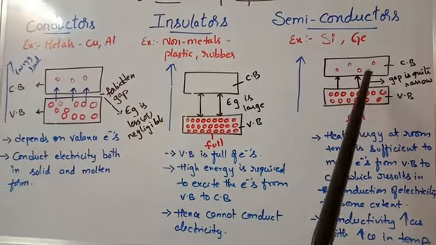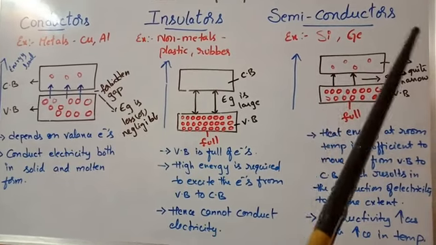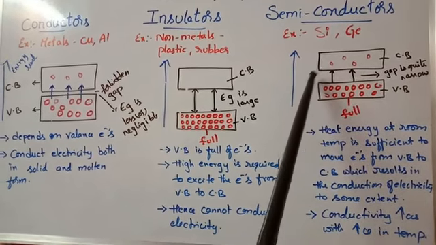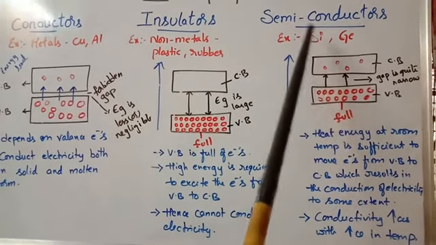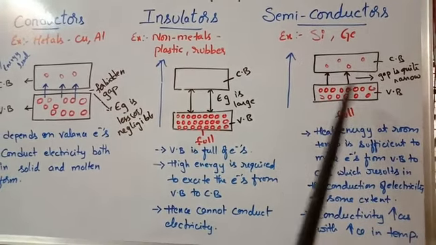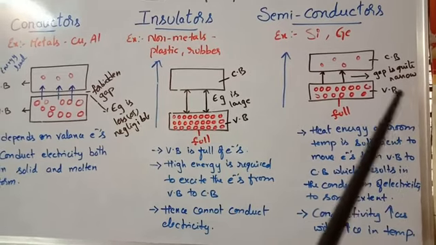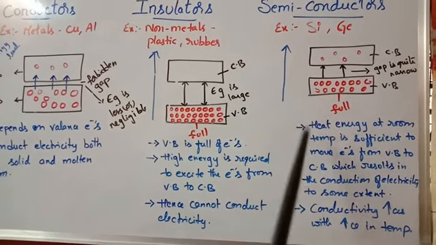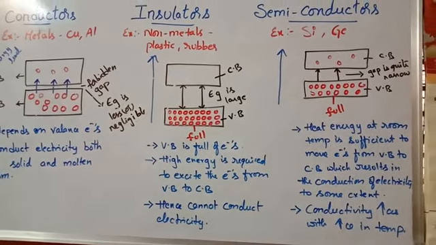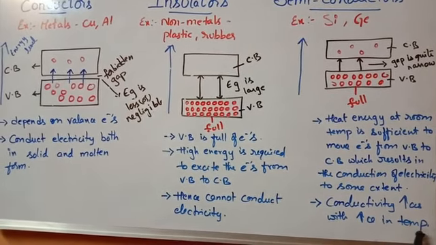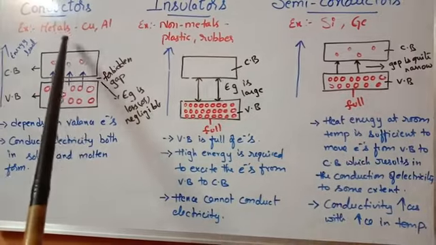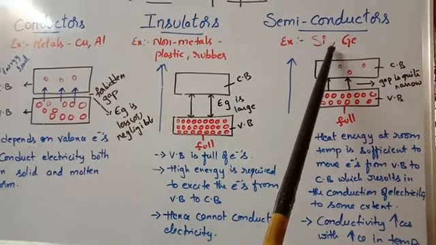When the electrons move from valency band to conduction band, they can conduct electricity to some extent. So semiconductors depend on heat energy. The conductivity of semiconductors increases with increase in temperature. This is the difference between conductors, insulators and semiconductors.